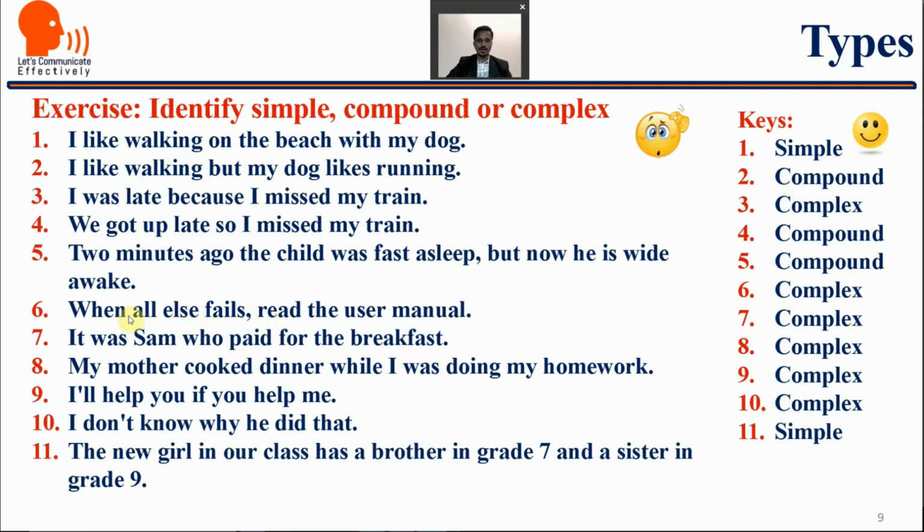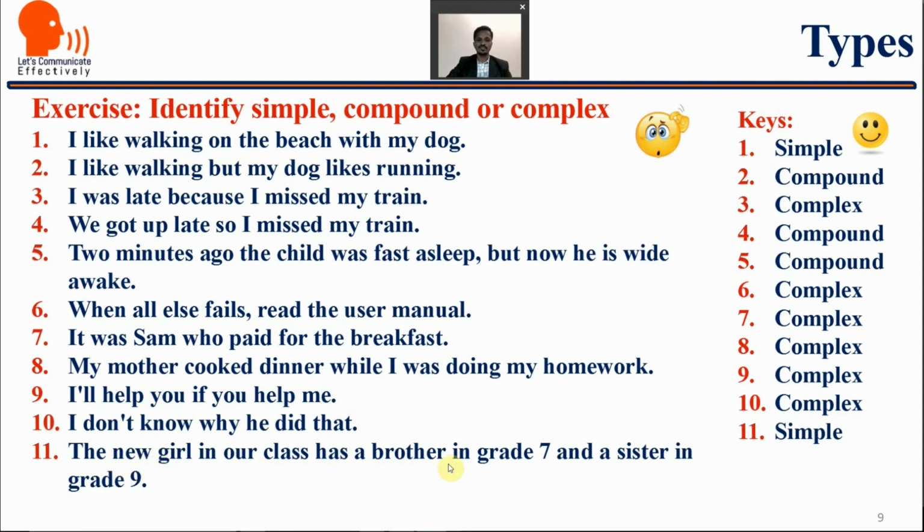When all else fails, the beginning is when, so complex. It was Sam who paid, complex. My mother cooked dinner while I was doing my homework, complex. I'll help you if you help me. If is the dependent clause, so it is complex. I do not know why he did that. Complex. And the last one, I guess some of you might have got it as compound or complex, but it is a simple sentence because it is just making one sense, one complete thought.